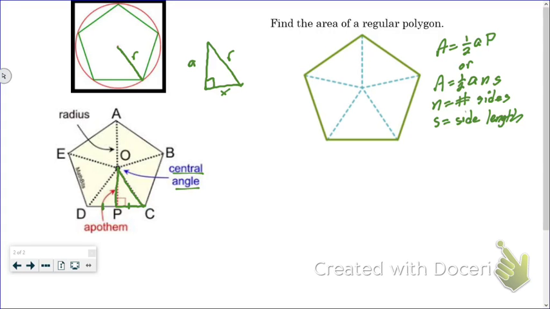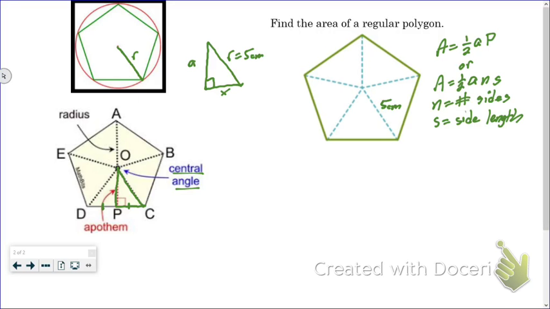side lengths. So let's say, for example, I want to find the area of this regular pentagon, and the radius is given to you to be 5 centimeters. Well, looking at the right triangle, we have the radius as 5 centimeters, meaning that is the hypotenuse of the right triangle. So I have to use some trigonometry to find the apothem and the side of the right triangle, which is labeled X, using the central angle.